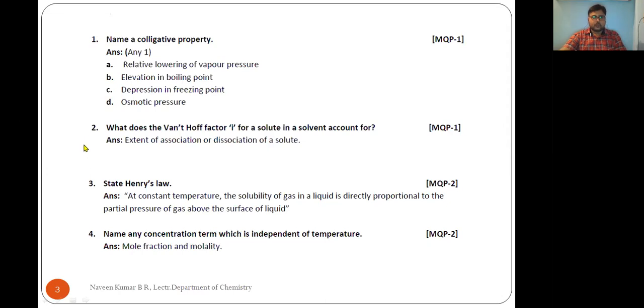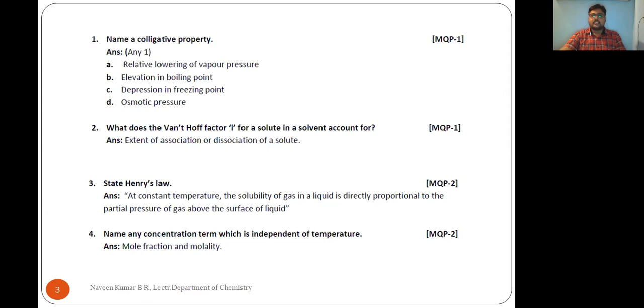Now question number 2. What does the Van 't Hoff factor i for a solute in a solvent account for? So this is related to the significance of i they are asking. So we know that i, or the Van 't Hoff factor, is given as a correction term for the colligative properties to give any abnormal molar masses if it is seen in the solution. If a particular solute is having i value equal to 1, then it gives the information that the solute does not undergo any dissociation or association like glucose, sucrose, or urea.